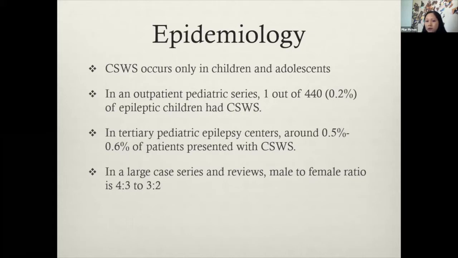And that makes sense because probably the ones that are referred to the epilepsy centers have very difficult to control seizures, and their EEG is just abnormal, especially when they fall asleep. And in large case series and reviews, the male to female ratio is 4 to 3, or 3 to 2. So in CSWS, it's more common to find it in male patients.